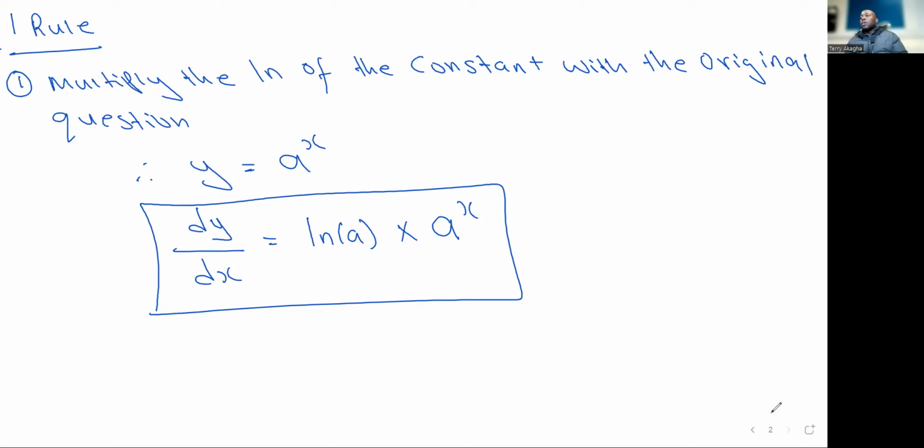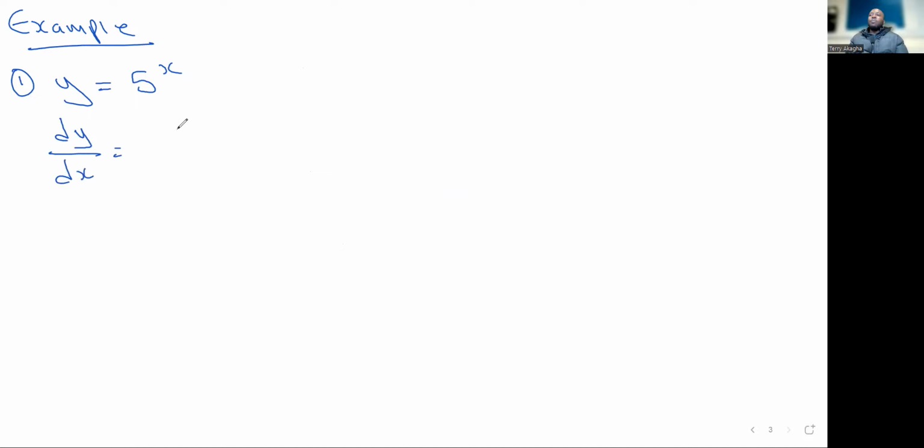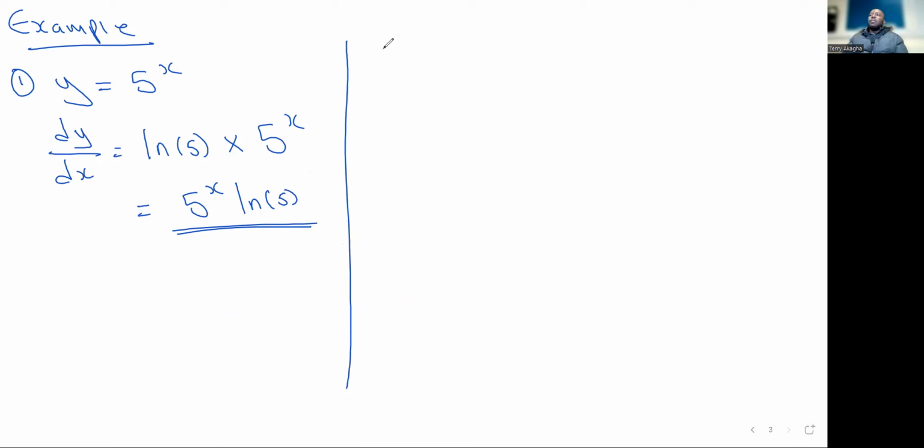So let's assume we have, I'll pick some examples for you, let's try together. If we have, for instance, y is equal to 5 raised to power x, the derivative of that is going to be the ln of the constant, which is ln 5, multiplied by what? 5 raised to power x. And that will give us 5 raised to power x ln 5.